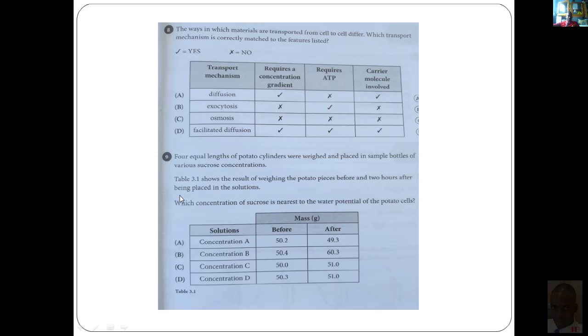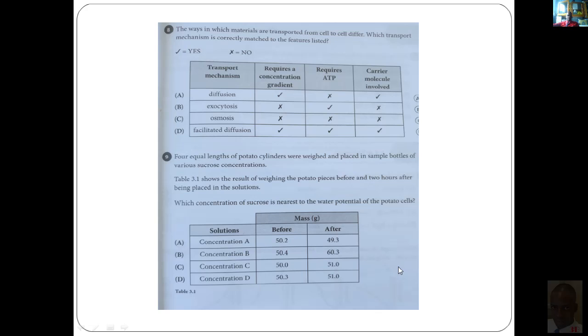So exocytosis, we said that this requires energy and it doesn't require a carrier protein. And it doesn't require a concentration gradient. Osmosis, it does require a concentration gradient, but I say that we use water potential when we're referring to it. So in a sense, this one is going to be incorrect and the correct answer is going to be B. C is going to be incorrect because here we require a difference in concentration. We call it water potential, the tendency of water to move.